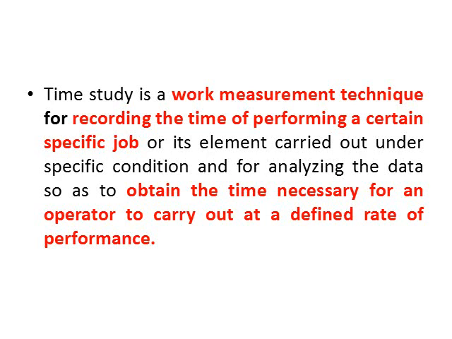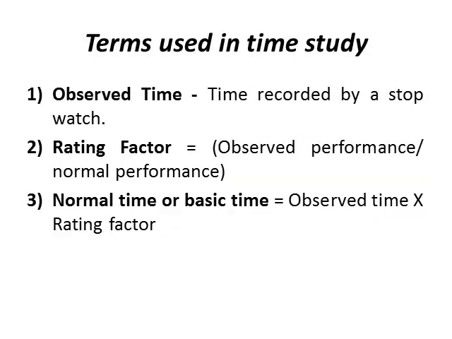For measuring the time study, we need to know certain parameters. So what are the important terms used in time study? The first term is the observed time. Observed time is the time recorded by a stopwatch. If we observe a worker using a stopwatch and record how much time is taken for doing his job, that recorded time using a stopwatch or recording device is called observed time. That's the first thing.